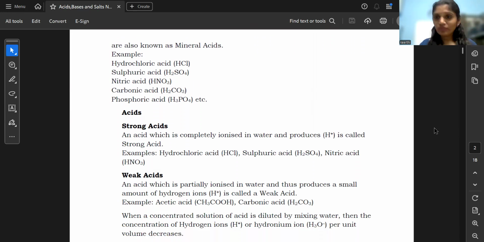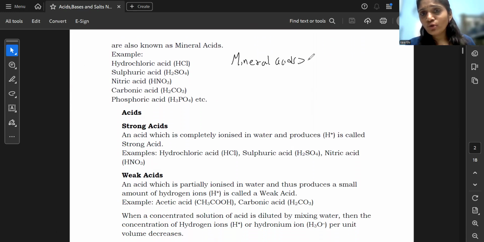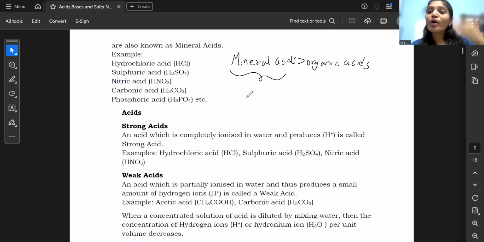Now, listen very carefully. If you compare mineral acids and organic acids, mineral acids are stronger acids when compared to your organic acids. Clear? Mineral acids are stronger acids when compared to your organic acids. Now even in mineral acids, you have strong and weak.